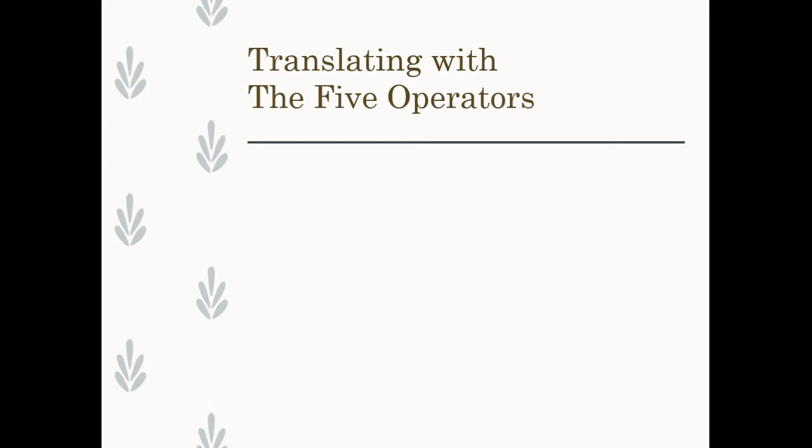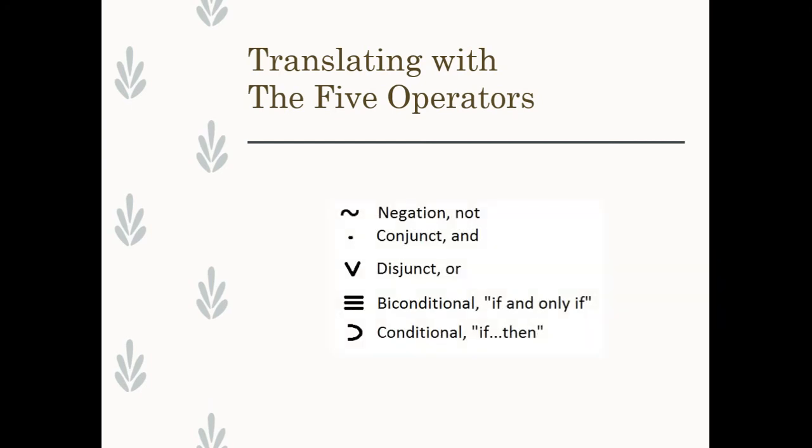So let's get started. We have 5 operators that we're going to work with. There's negation, the conjunct, the disjunct, the biconditional, and the conditional. The negation, for the rest of the semester, just note to self, negation does whatever it wants. This often works in weird ways.